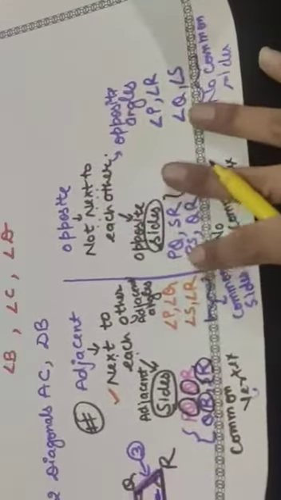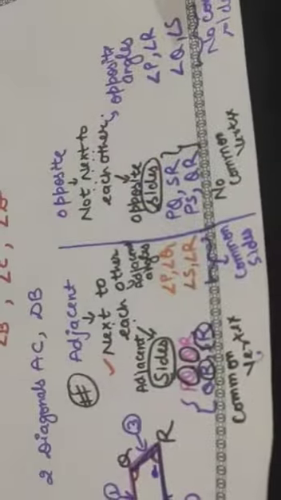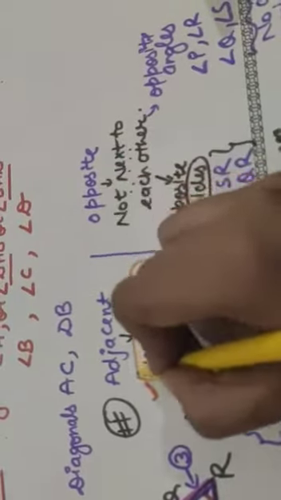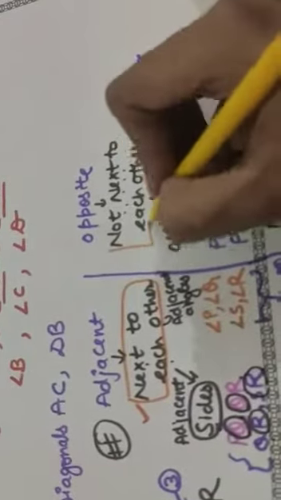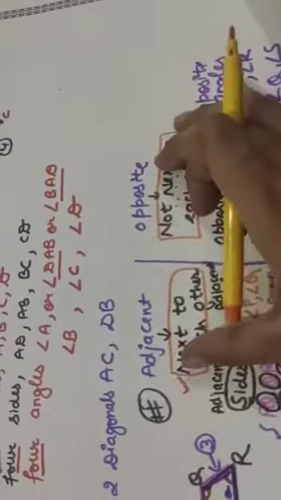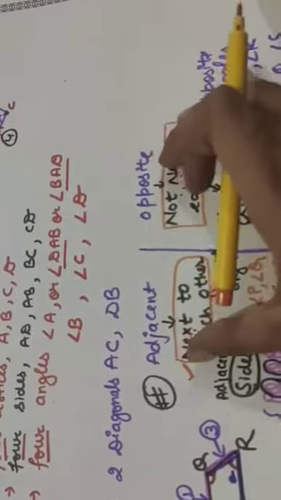Don't get confused, just go with this definition. You just have to remember this definition: next to each other, adjacent; not next to each other, opposite. So this is all about the basics of adjacent sides, adjacent angles, opposite sides, and opposite angles.